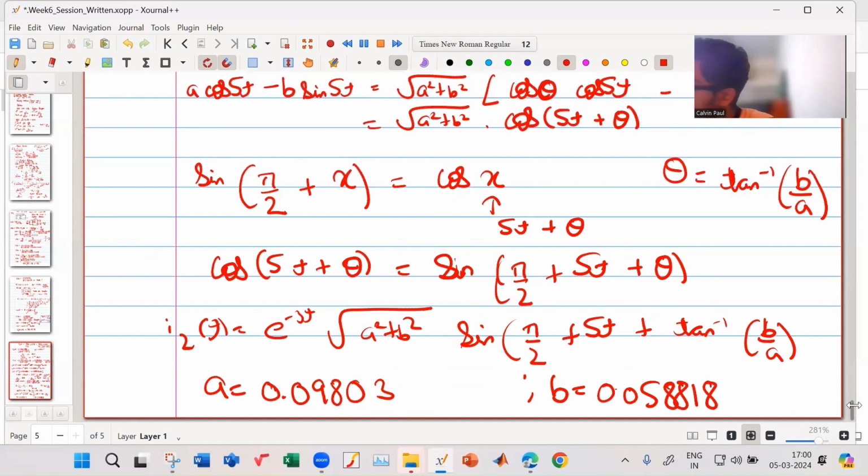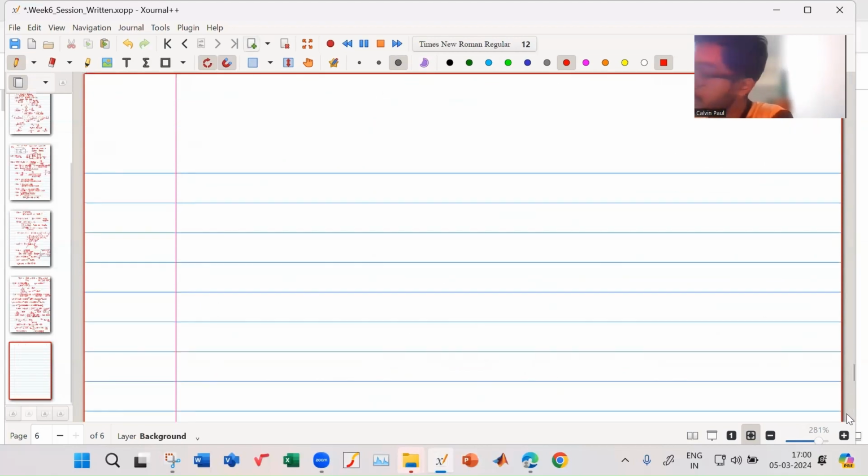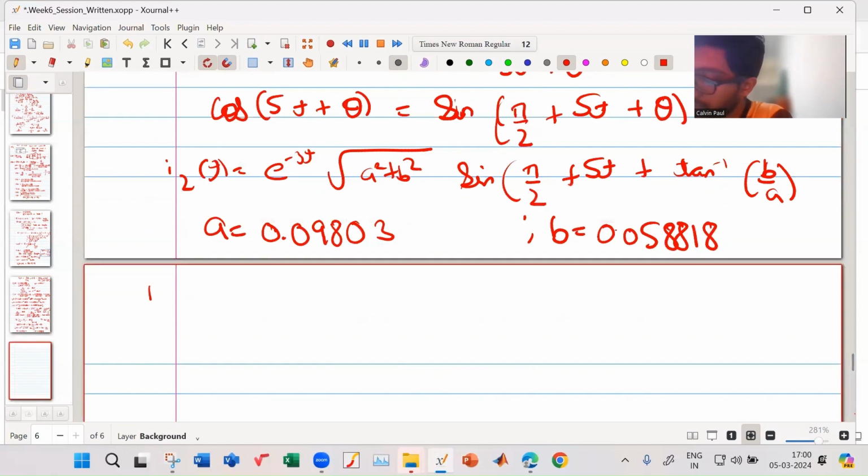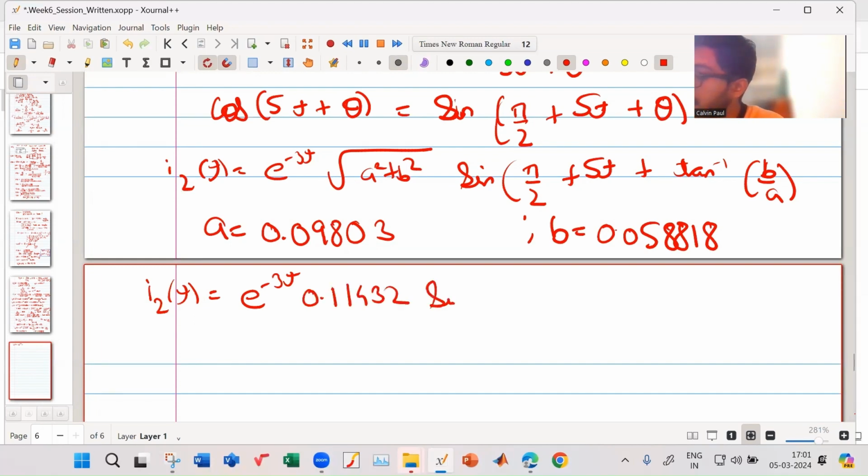So if I substitute that over here, I will get I2 of t is equal to e raised to minus 3t into, what is a square plus b square, and the square root of that. That comes out to be 0.11432 and sine of phi t plus pi by 2 plus tan inverse of b upon a. What is that?